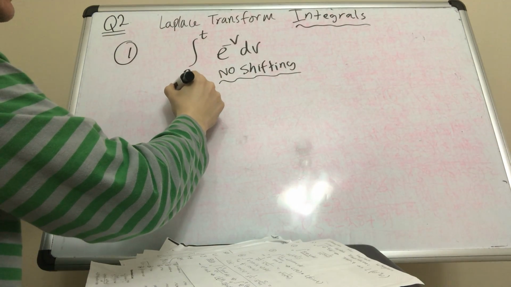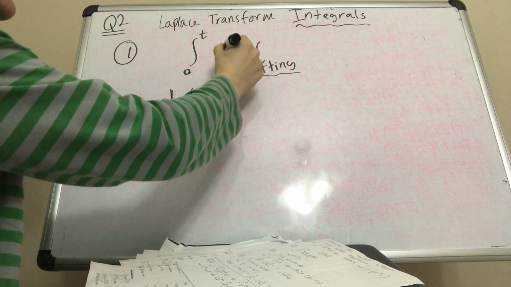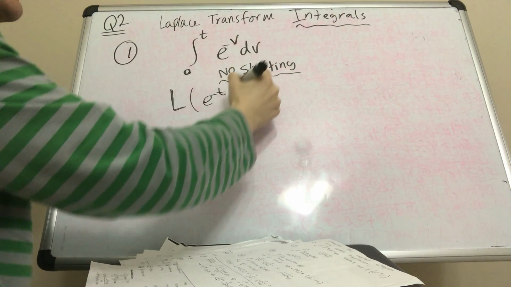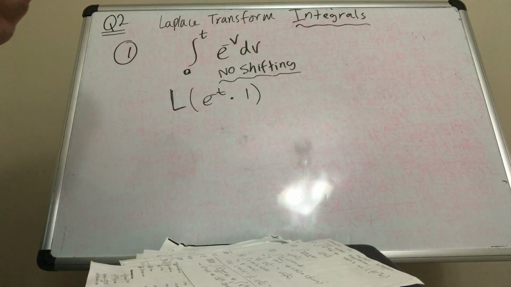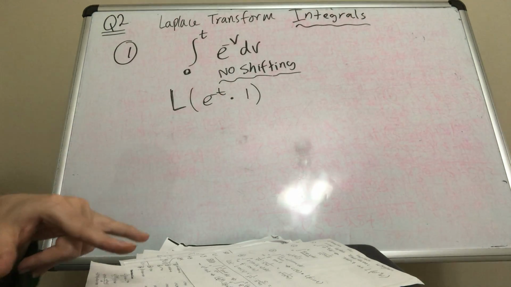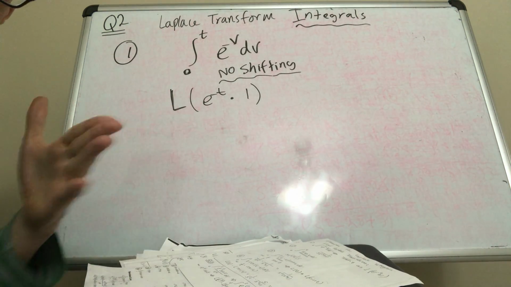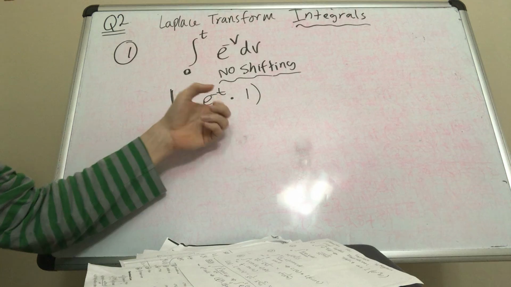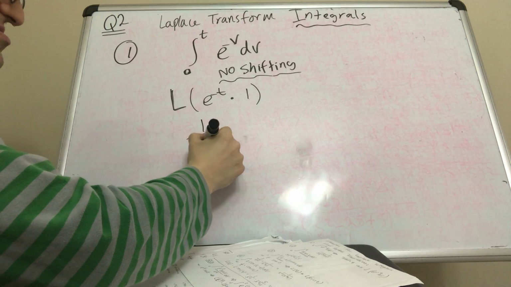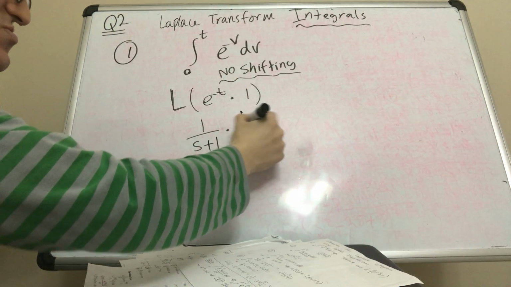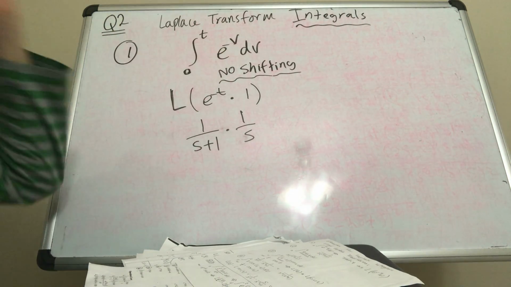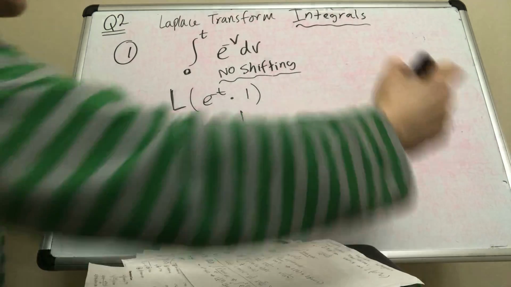Basically, we'll call it no shifting. When it's no shifting, you basically treat this as e to the minus t, and the dv you treat as 1, and you do this product. So remember I told you you can only do the product when it's integration. Now you do the transformation for this. This would be 1 over s plus 1, and the 1 would be 1 over s. So this is the transformation for the integral. I'll do another example.